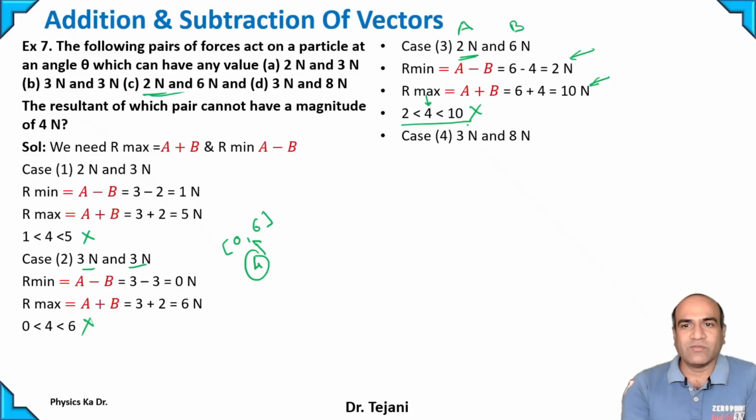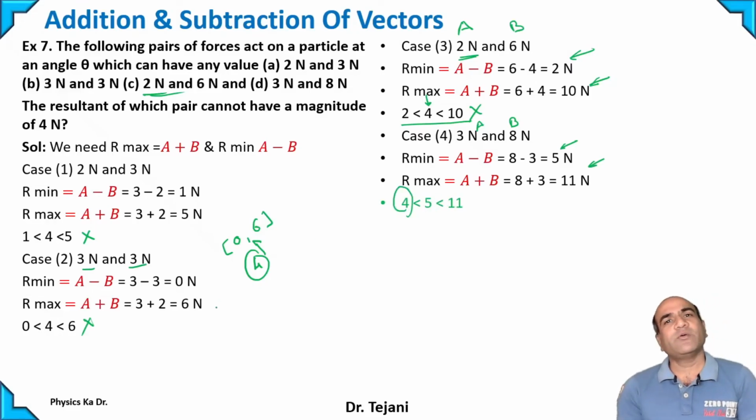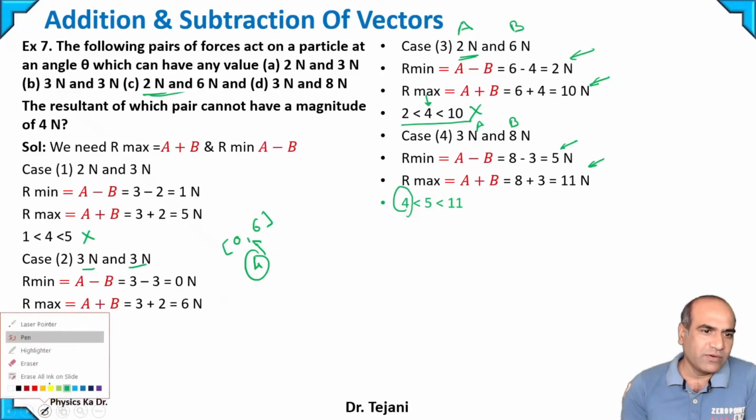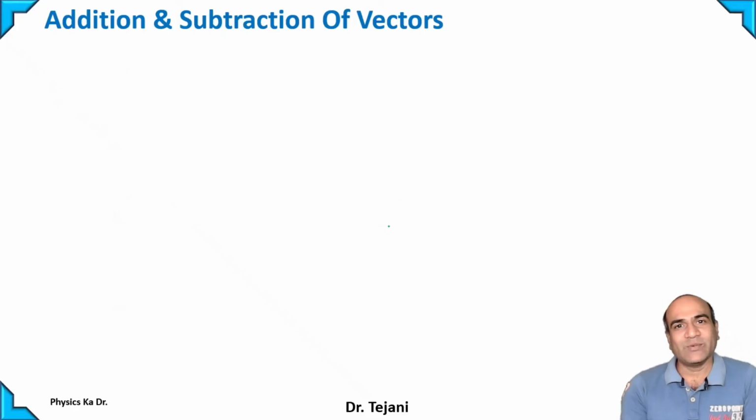Let's have case number 4. A is 3, B is 8, A minus B is 5 Newton and maximum 11 Newton. So therefore 4 is outside of 5 and 11, and therefore this becomes our correct answer. So answer number D is the correct one.